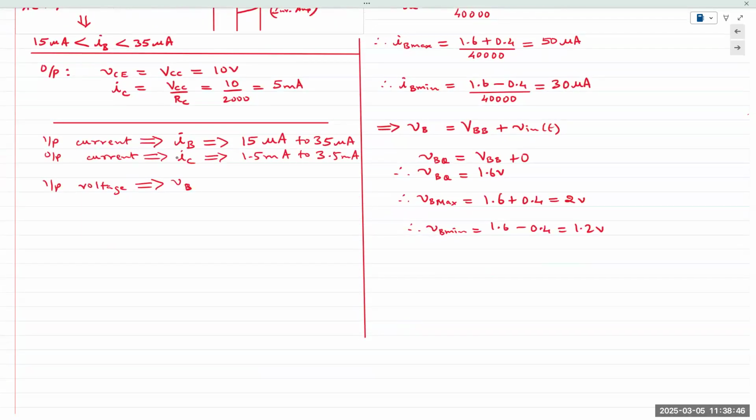But if I just take VB as my input, and VB changes from 1.2 volts to 2 volts, and my output voltage, VCE, goes from 3 volts to 7 volts, okay, 3 volts to 7 volts. My actual AC input is only minus 0.4 to plus 0.4, so a swing of 0.8 volts. A swing of 0.8 volts at the input produces a change of 4 volts at the output.